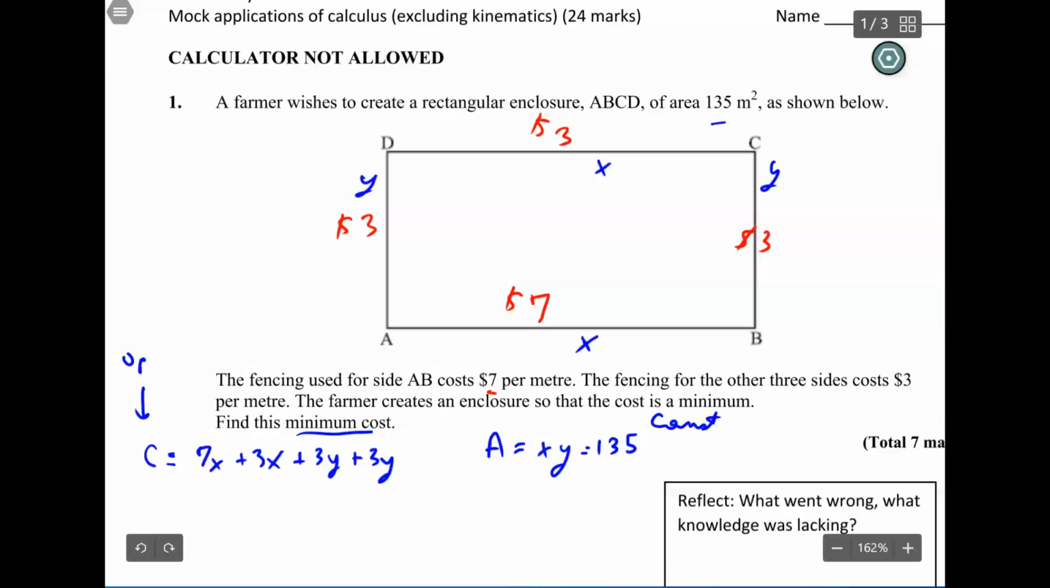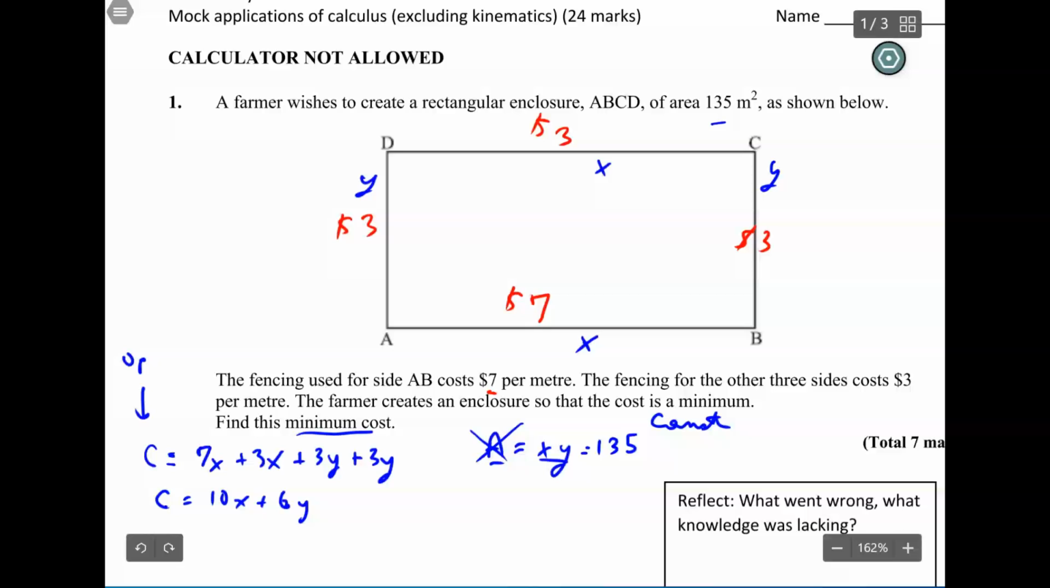Usually the constraint equation only has 2 variables in it, and it looks like we have 3, but we've eliminated the A variable because we know that xy is always equal to 135, so it doesn't matter that it's also equal to A. We can eliminate A. So now we have xy equals 135, the constraint equation, and we have this other long equation for C. We could simplify C first of all. We could say C equals 10x plus 6y. That makes it a little easier.